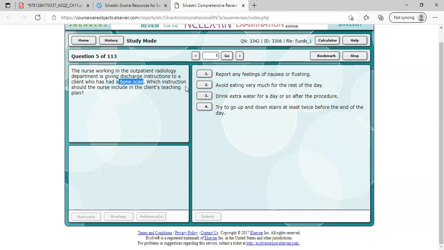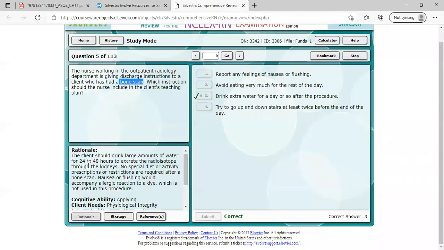So they asked which one we have to include in the instruction. Drink extra water for the day, or after the procedure. This is the answer, because in a bone scan the radioactive substance can be expelled out. And try to go up or downstairs at least twice before the end of the day. It does not relate to this question. So number 3 is the answer.